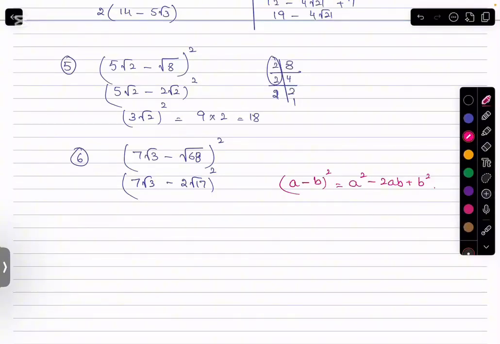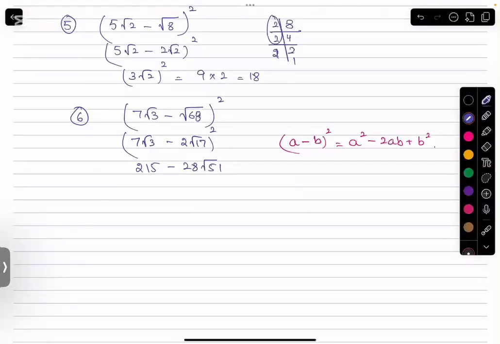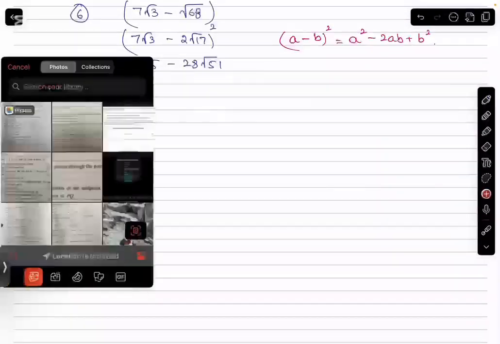Now I'm getting 215 minus 28 under root 51. Yes, I'm getting the same answer. Okay, so is it clear? Yes. चलें अब, now we'll start with word problems.